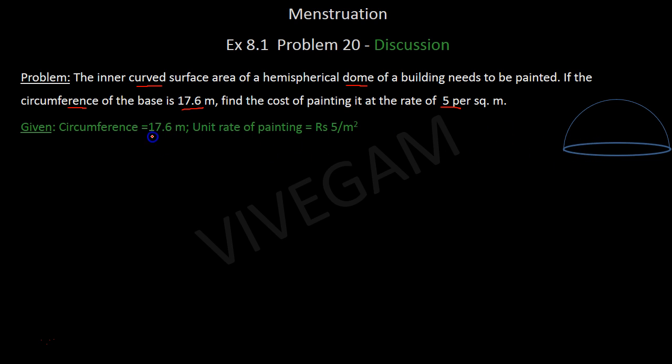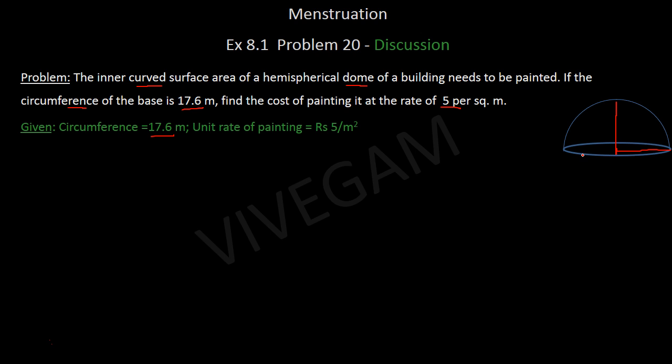That is, circumference of the circle is 17.6 meters, from which you can calculate the radius, and the radius of the circle is also the radius of the hemisphere. If you draw a line, this is the center, and this is the radius of the hemisphere, and this is the radius of the circle. So if you calculate the radius of the base circle, you will also get the radius of the hemisphere. Both are the same.